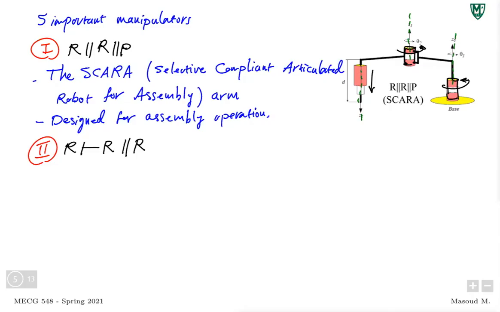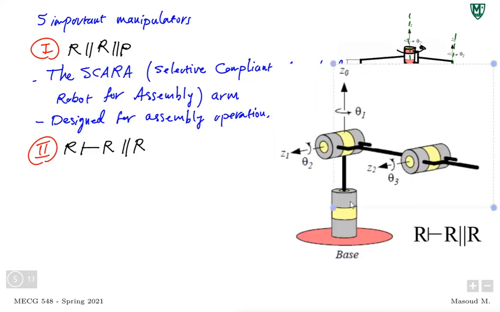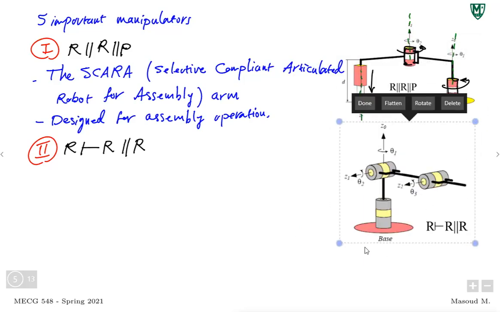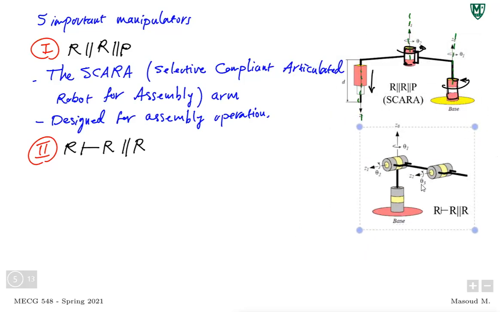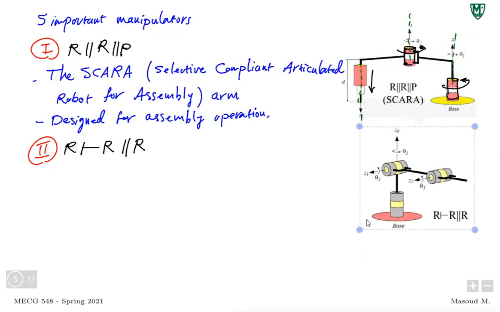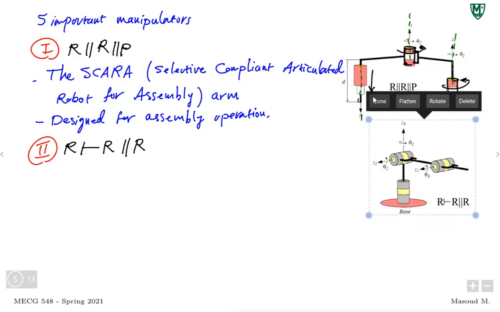I have to find it. There you go. So there is a revolute joint. I have to feed everything in this page. So at least three of them.